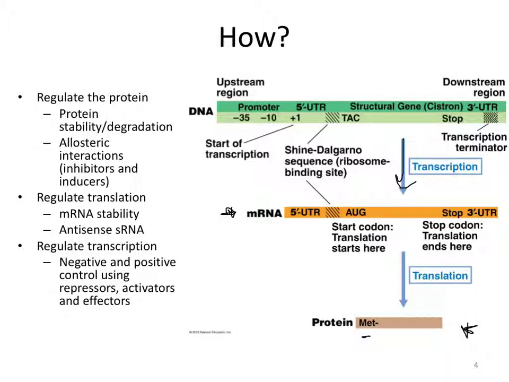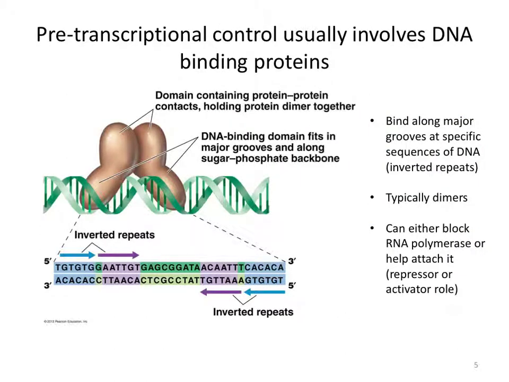Let's consider the level of transcriptional control first, specifically the level of pre-transcriptional control. Regulating transcription typically involves the action of DNA binding proteins to sequences upstream of a gene. These proteins can act either to block RNA polymerase, in which case we refer to them as repressor proteins, or to promote the activity of RNA polymerase, in which case they are called activator proteins.